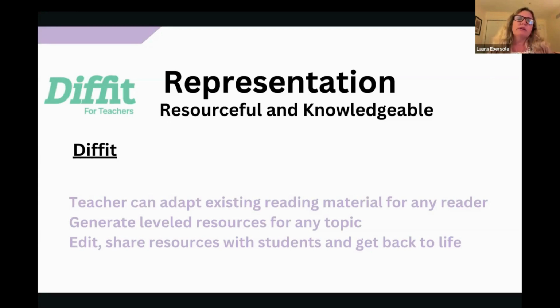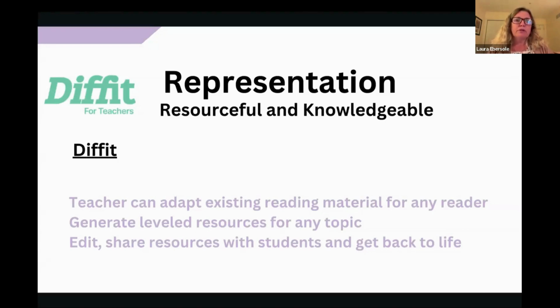What it can do is it can adapt an existing reading material for you for any reader, for any grade level, for any language. They have lots of different languages. You can have a pre-existing article. You can look one up on the internet and do a link. Or you can just say, I'd like to learn more about, and then whatever the topic is, and it will generate a resource for you.